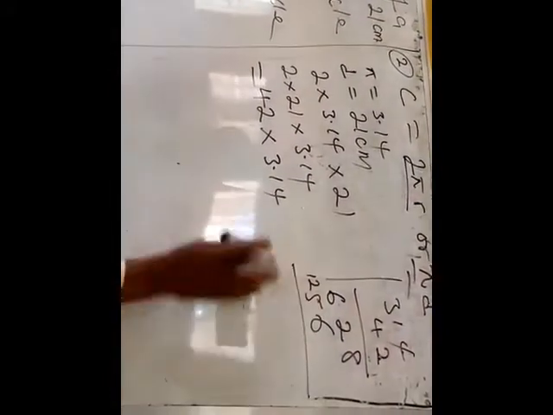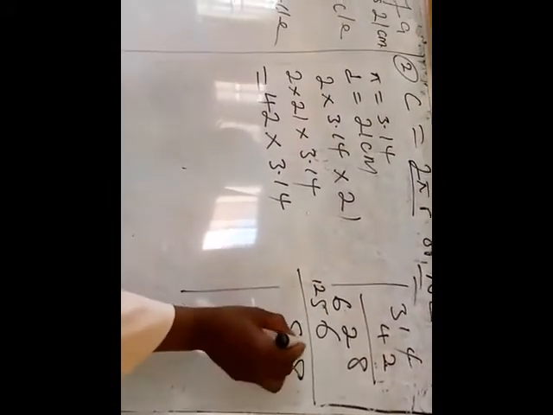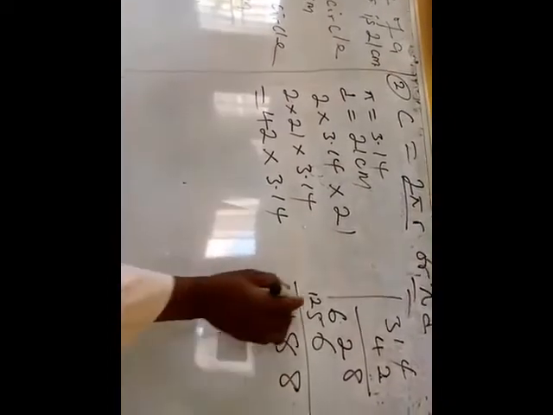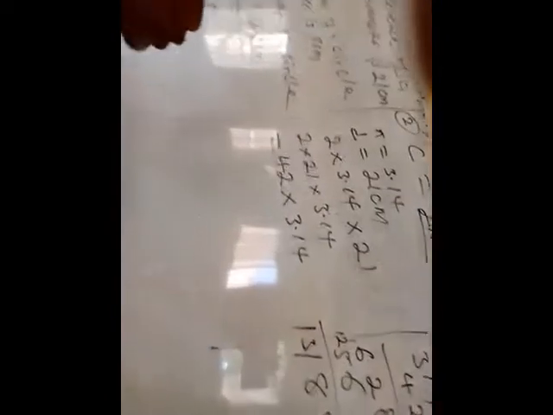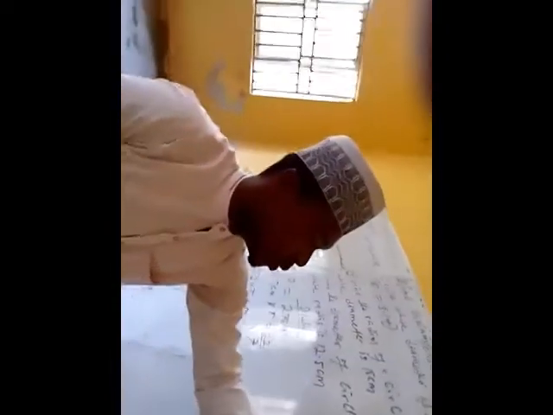We add together. We have 8. We have 11. We carry 1. Here becomes 1 plus 2. That is 3. And here is what? 1. Don't forget to have 2 decimal places, 1, 2.